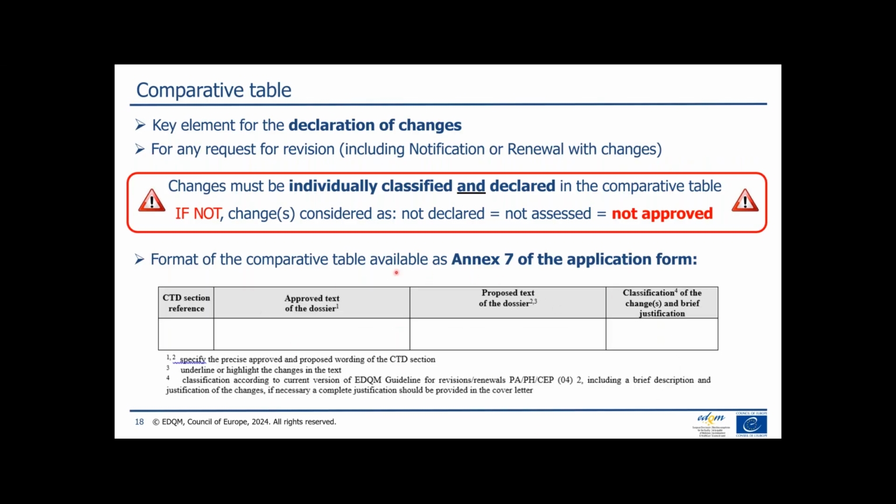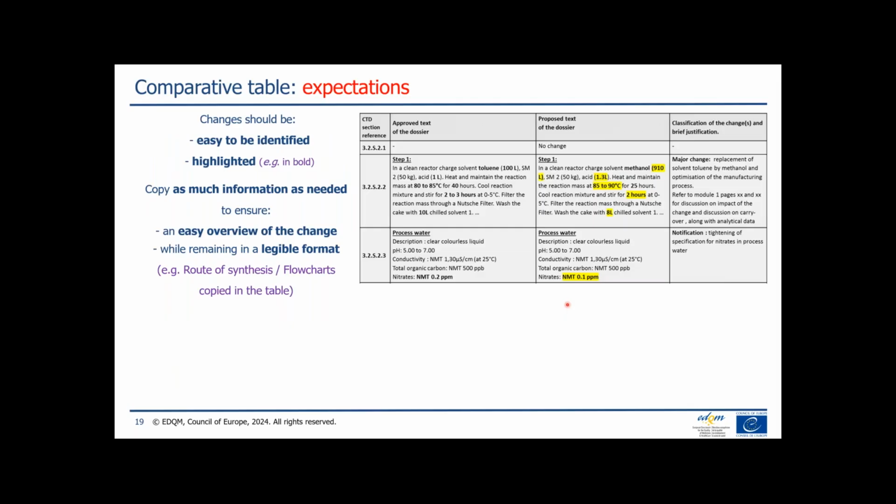This is just the structure of the comparative table, and we will see more in the next slide. So this is an example of a fairly good comparative table. When an assessor looks at this comparative table, immediately I see what's changed. So there are changes in quantities of some reagents, solvents, temperatures, etc.